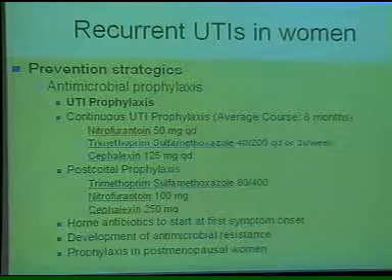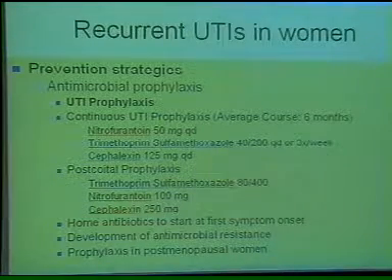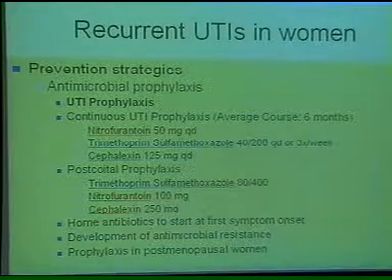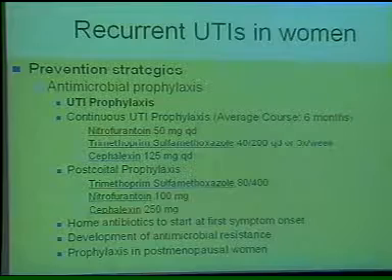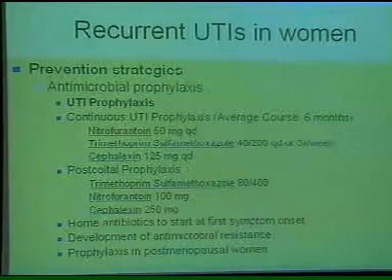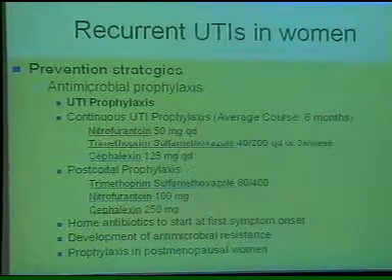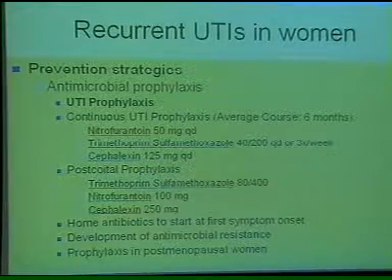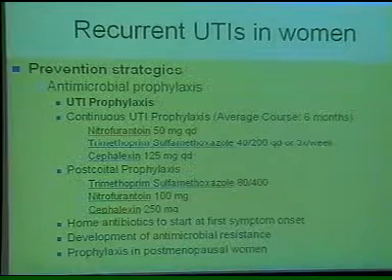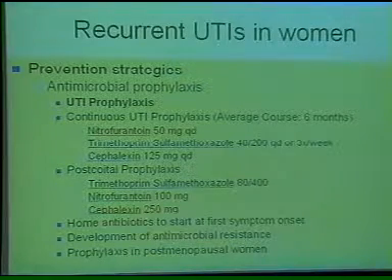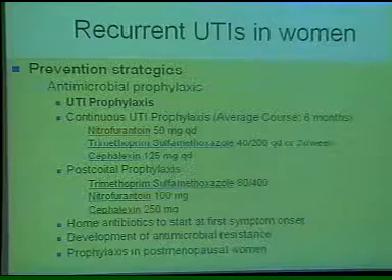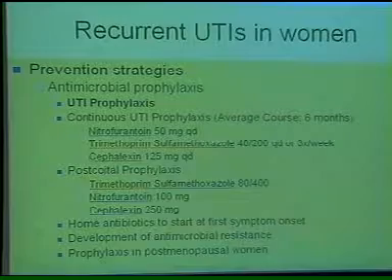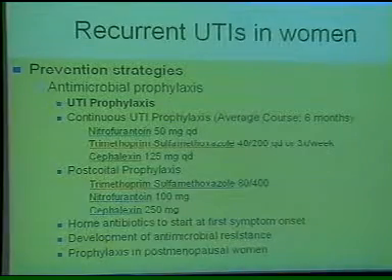With continuous prophylaxis, usually we use small doses of nitrofurantoin, 50 milligrams OD, or trimethoprim-sulfamethoxazole, half a double strength tablet every day or 3 times a week, or a first generation cephalosporin. Same here in post-coital prophylaxis. Home antibiotics should be given to an educated patient who you are assured will follow up with you. The question is development of antimicrobial resistance. Studies have shown that with low dose continuous prophylaxis, the chances of antimicrobial resistance are low.